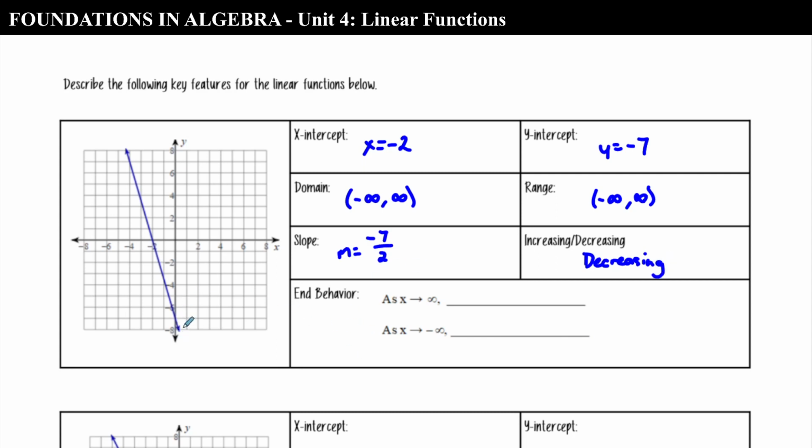As x goes to infinity, so on the right side, f of x is going to -infinity. And as x goes to -infinity, so on the left-hand side, f of x is going to infinity, or our y. Again, f of x is just another way of saying where our y is going.